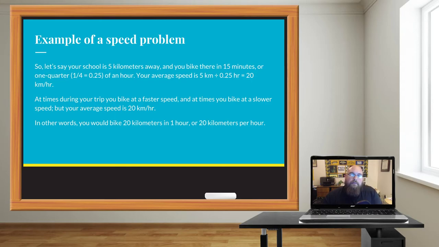So, what do these units mean? 20 kilometers per hour. This means at that speed, in 1 hour, you would travel 20 total kilometers. Okay, that's what that means.